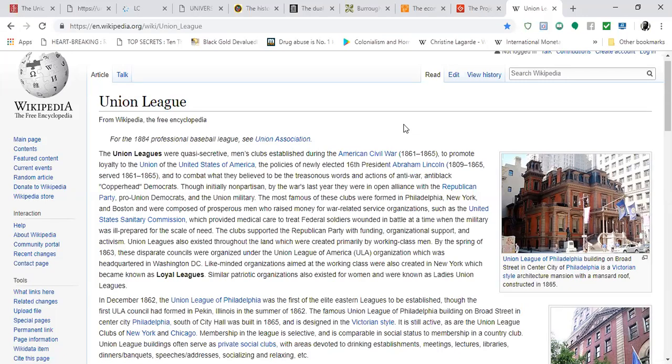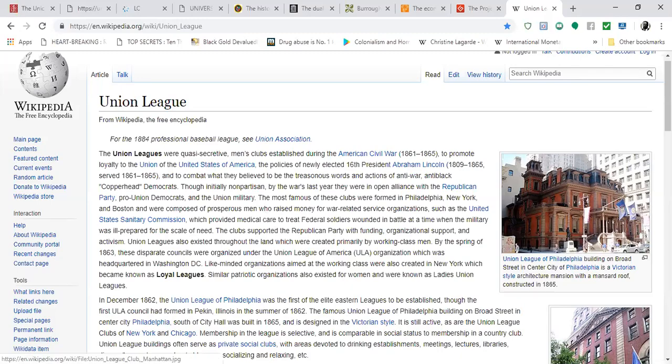Just to give a quick backdrop of the Loyal League. The Union Loyal League was a quasi-secretive men's club established during the American Civil War, 1861 and 1865, to promote loyalty to the Union of the United States of America. The policies of the newly elected 16th President Abraham Lincoln, 1809 to 1865, who served 1861 to 1865, were to combat what they believed to be treasonous words and action of anti-war, anti-black Copperhead Democrats. Though initially nonpartisan, by the war's last year, there was an open alliance with the Republican Party, pro-union Democrats, and the union military.